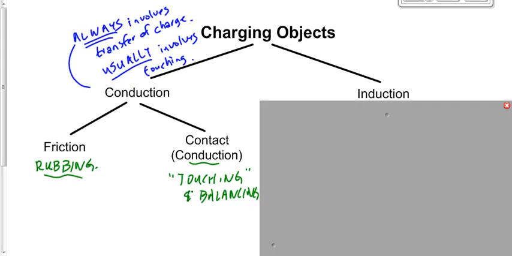Question? What would be an example of charging by friction? Okay, so charging by friction would be, we'll say, rubbing the balloon against your hair and then putting the balloon on the wall, right? And the balloon sticks to the wall. Charging by conduction or charging by contact would be touching somebody and shocking somebody, right? Shocking somebody with your finger.